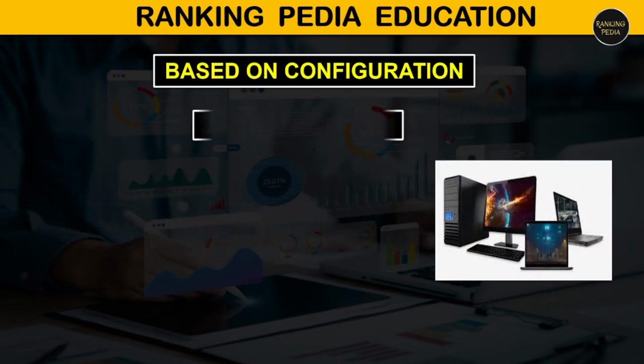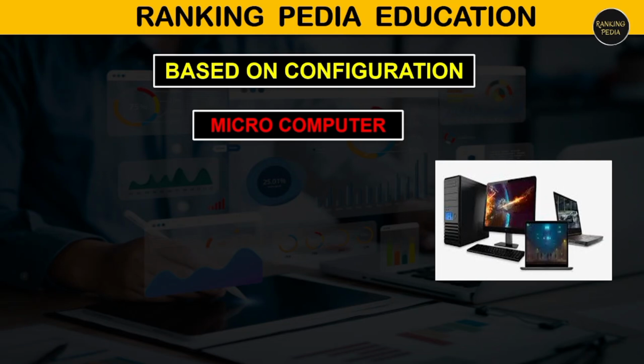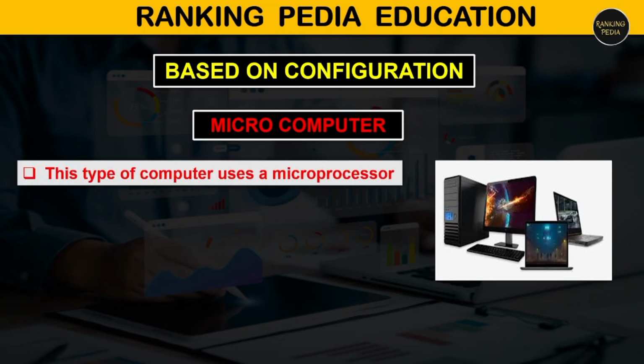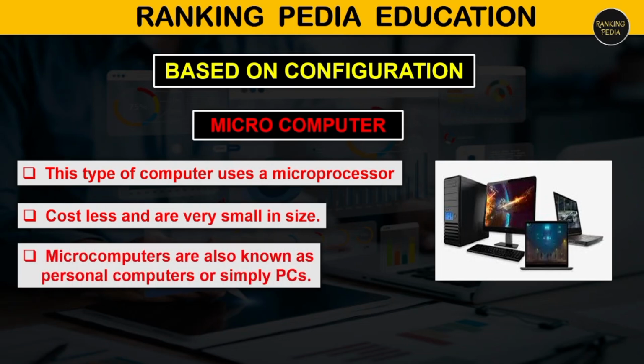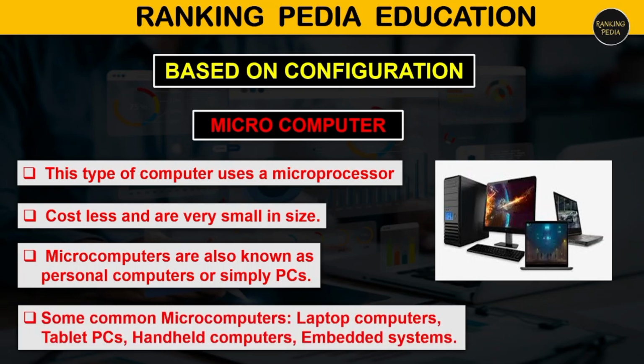Next, we will discuss first the microcomputer. What are microcomputers? This type of computer uses a microprocessor. Next, it is low in cost and very small in size. Third, microcomputers are also known as personal computers or simply PCs. And last, some common microcomputers are laptop computers, tablet PCs, handheld computers, and embedded systems.